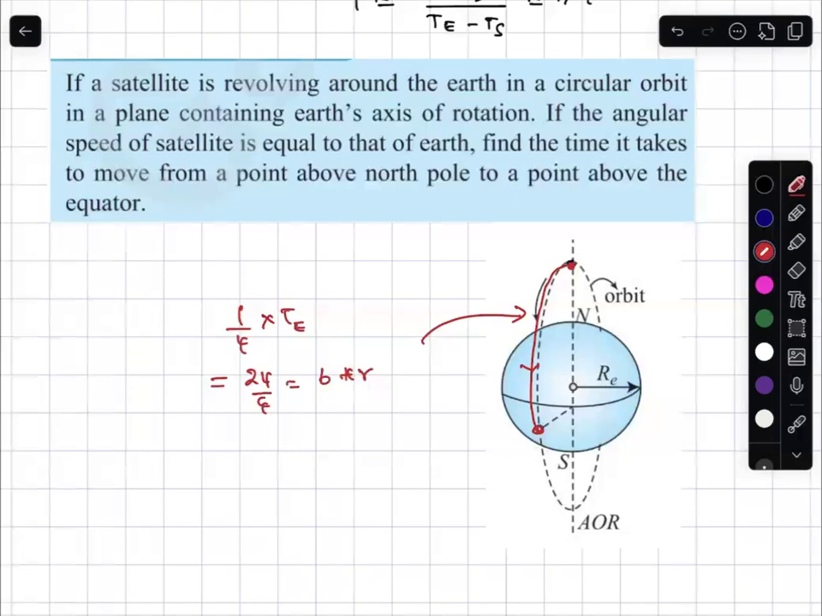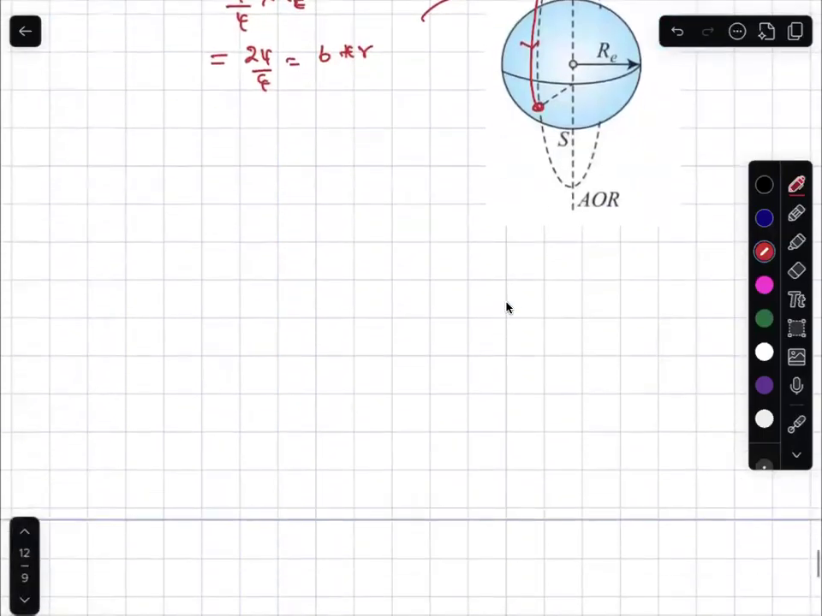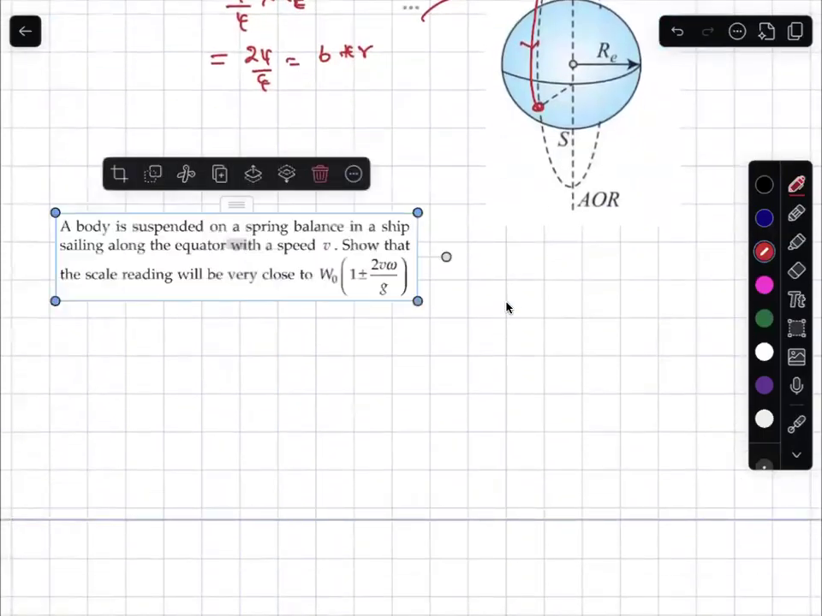One more question. I am just raising up the level of difficulty. So please track carefully. Just raising up the level of difficulty.